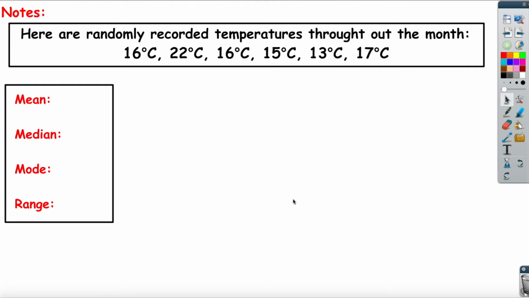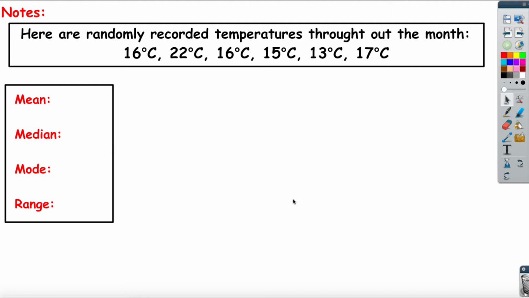Hello, year 10. So let's take a look at measures of central tendency. So that is the mean, median, mode, and possibly the range of data sets. So let's do this example. I'll do this one, and how about you will try one right after.